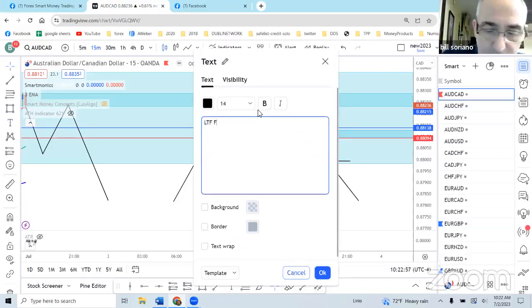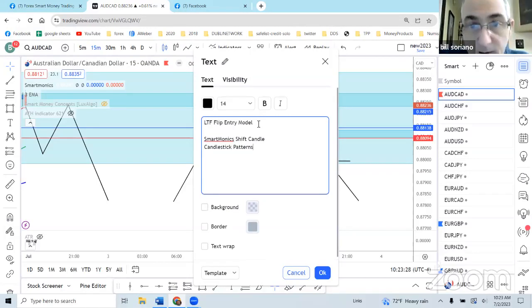That's our lower time frame flip entry model. It's one of our 3 entry models. The other 2 are a Smart Money shift candle, and then the other entry model is just candlestick patterns. Out of all 3 of these, the lower time frame flip entry model is the most conservative.